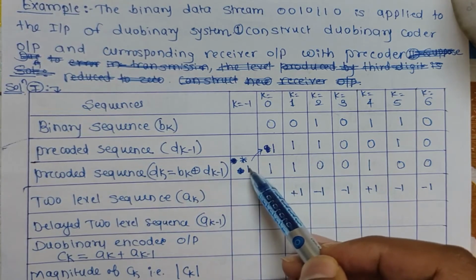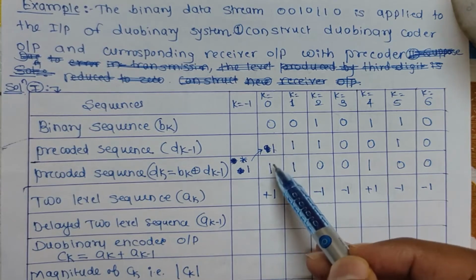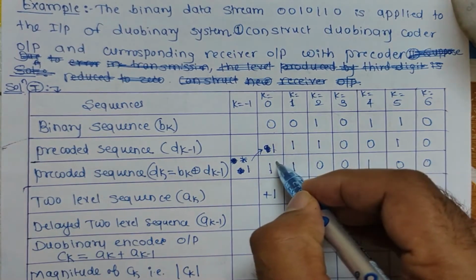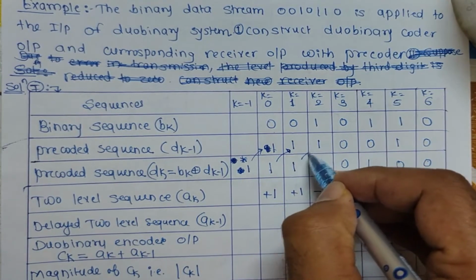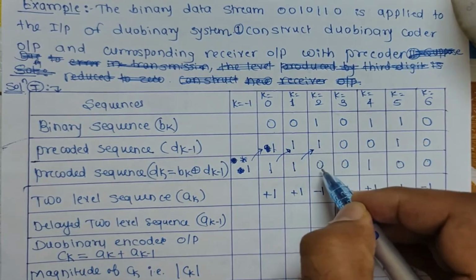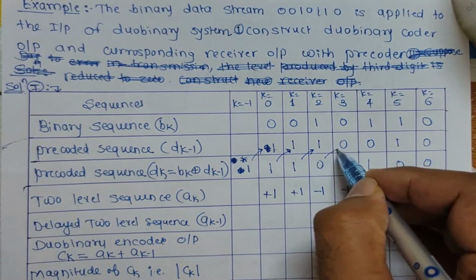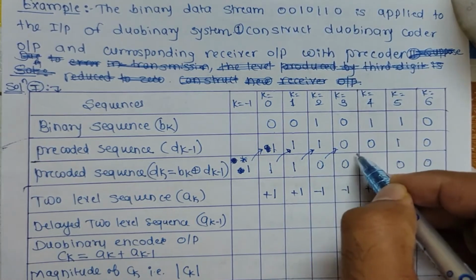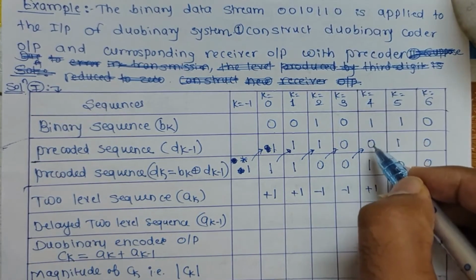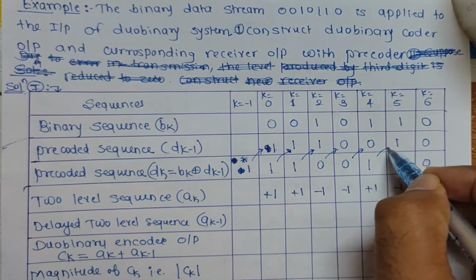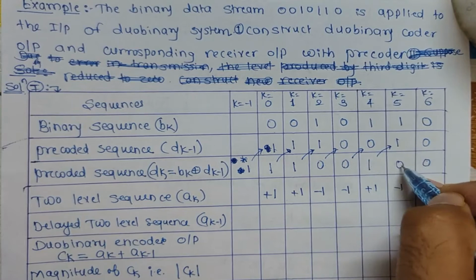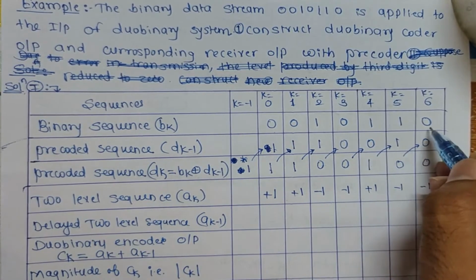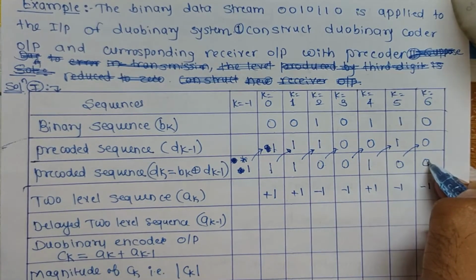So when this one is shifted here, 0 XOR 1 is 1. Now this one is shifted here, and 0 XOR 1 is 1. This one is shifted here, 1 XOR 1 is 0. This 0 is shifted here, 0 XOR 0 is 0. This 0 is shifted here, 1 XOR 0 is 1. This 1 is shifted here because it is the delayed version. So 1 XOR 1 is 0, and finally this 0 is shifted here, 0 XOR 0 is 0.